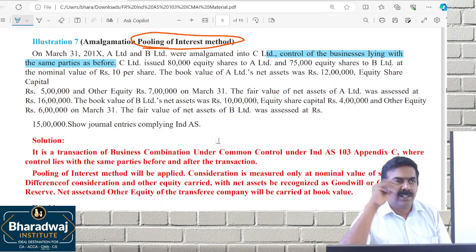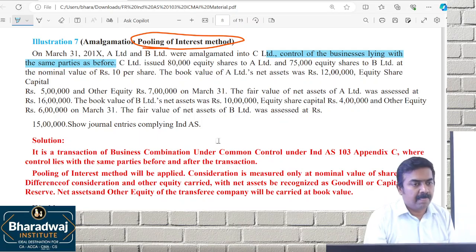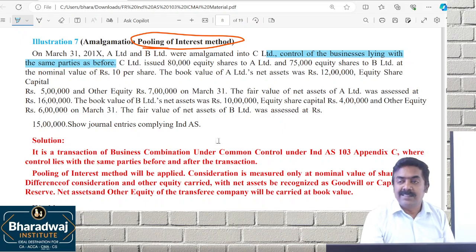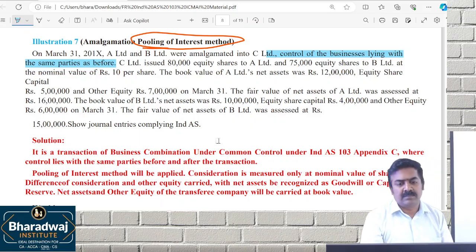This method is applied when the control lies with the same parties before and after the transaction. Full stop. Next separate line. Point by point, I request you to take it up. First point.